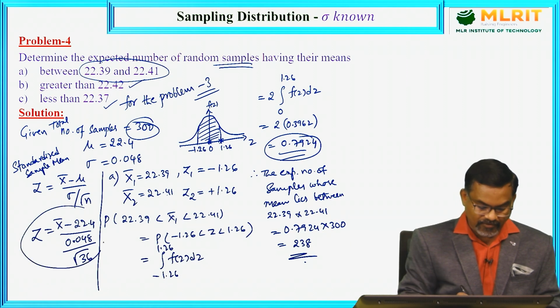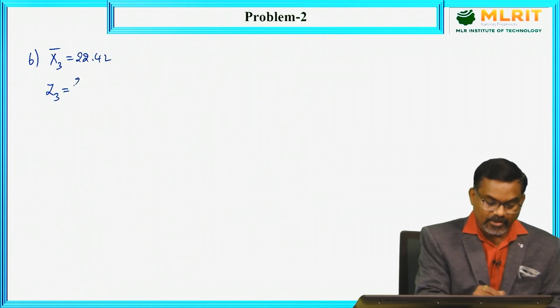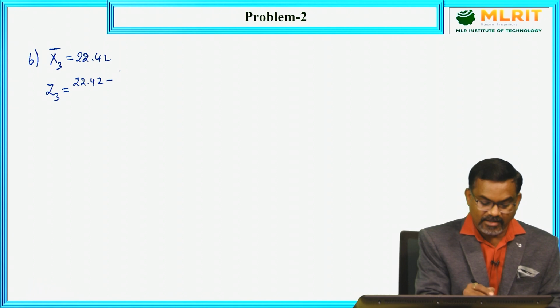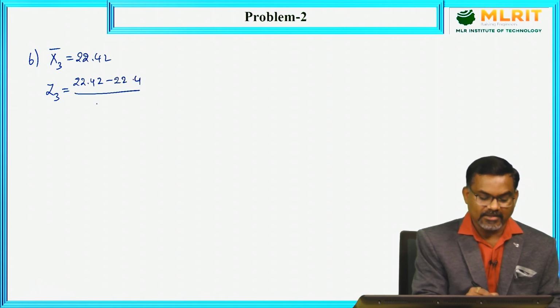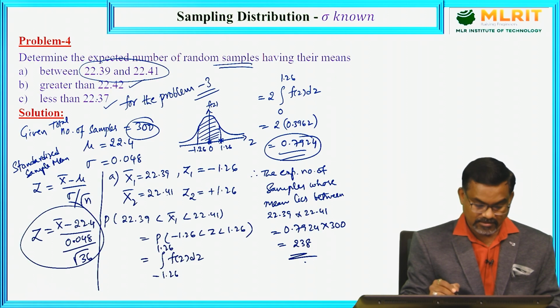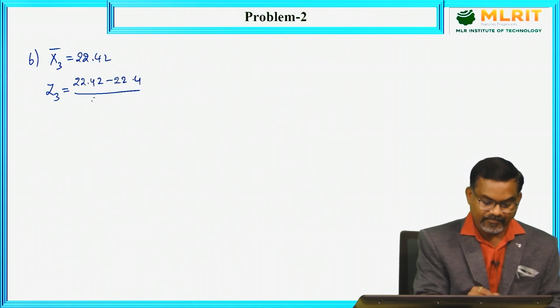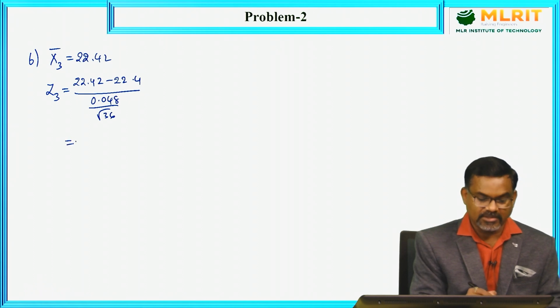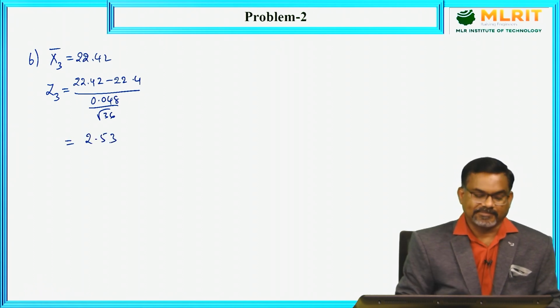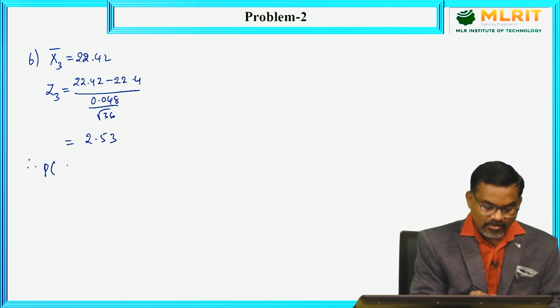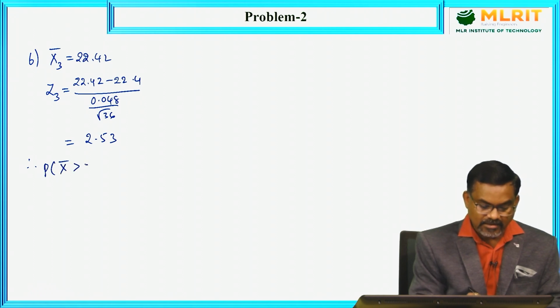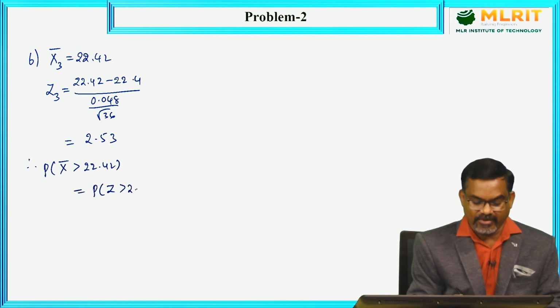So, use the same formula, 22.42 minus 22.4 divided by sigma, which is 0.048 by root 36. So, this results as 2.53. Therefore, we need to calculate x bar greater than 22.42, which is same as z greater than 2.53.